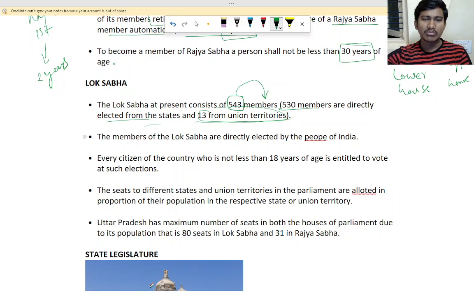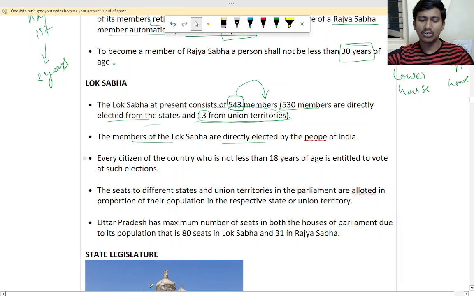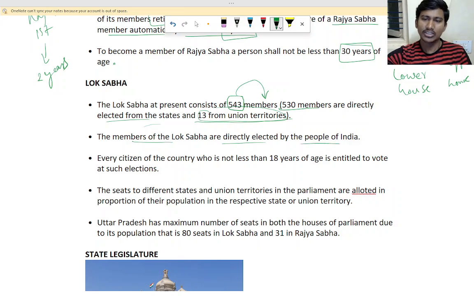The members of the Lok Sabha are directly elected by the people of India. We vote for them. Every citizen of the country who is not less than 18 years of age is entitled to vote at such an election. Who has voting rights? There should be a minimum age of 18 years. After that you can vote.